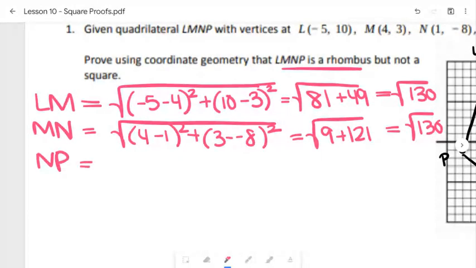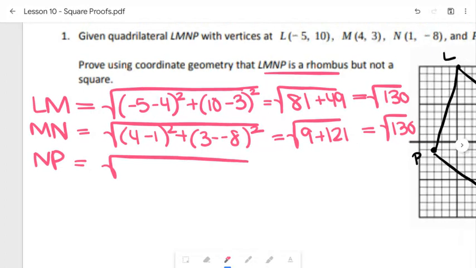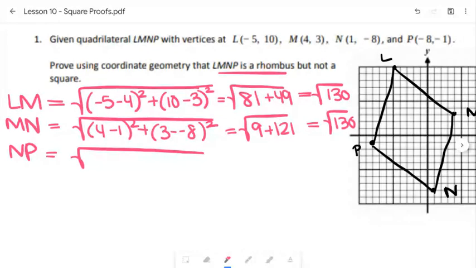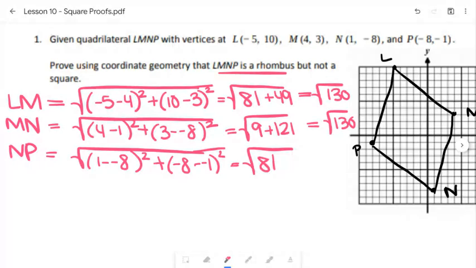Again, though, we have to show it all four times if I want to prove that all four sides are congruent. So NP, we're going to look at 1 subtract a -8 squared plus -8 subtract a -1 squared. So 9 squared again is 81. -7 squared is going to get us positive 49. And we still end up with 130 under the radical.